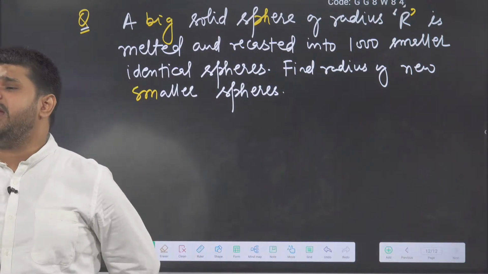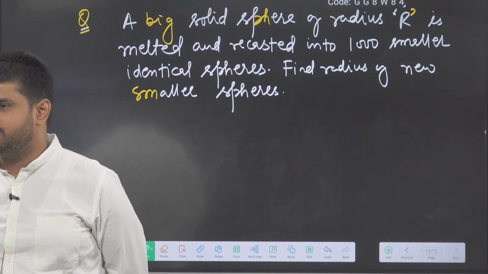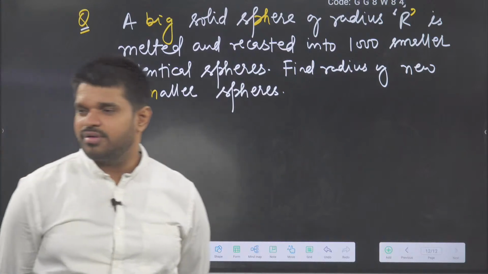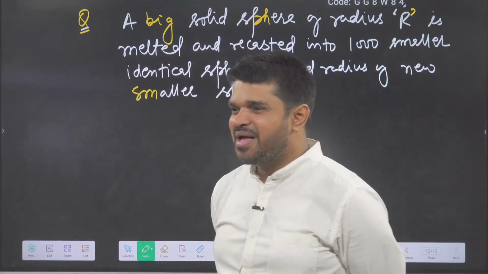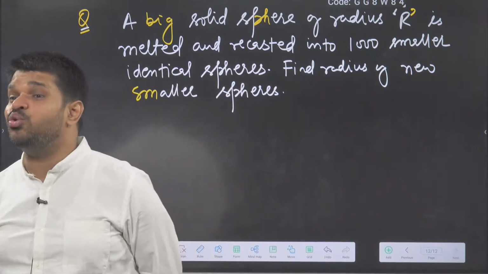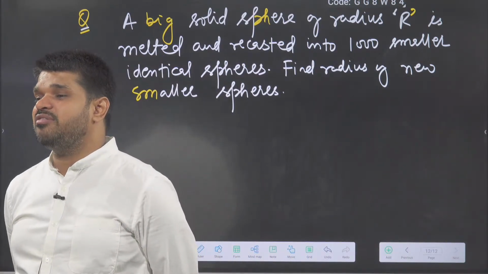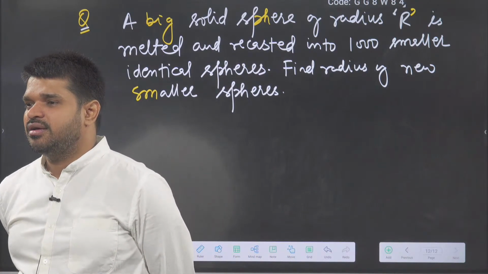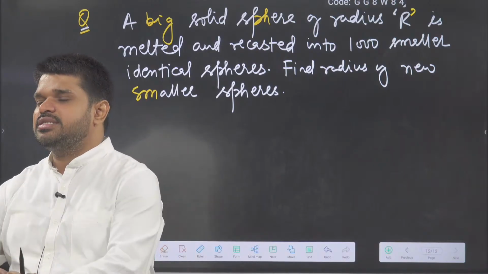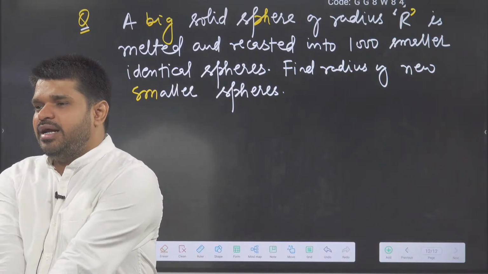Meghna, it should be capital R by 10, na? Small r is the new radius. So small r will be 1/10 of the previous, na? Capital R by 10, yes.